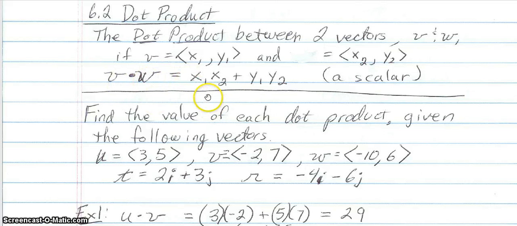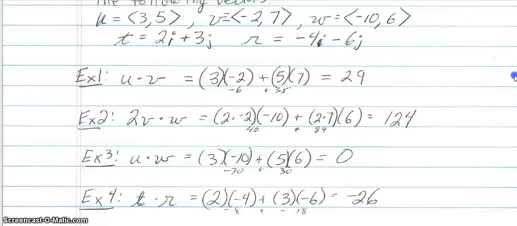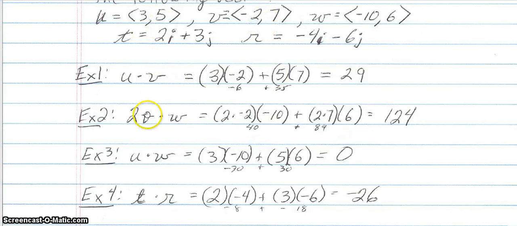Okay, dot products. Here's the definition. It's the product of the x components, the horizontal components, added to the product of the y, or vertical, components, and you get a scalar, a number. So when we're taking the dot product of u and v, you just take 3 times negative 2 plus 5 times 7, and add them up. Add up those products again. Product of the horizontals, product of the verticals, add, ta-da.